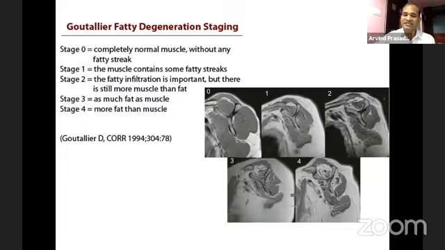Then about the fatty degeneration, Goutallier described this fatty degeneration staging, varying from 0 to 4. In 0, there is no fat at all, and in 4, the amount of fat is more than the muscle in the cuff.